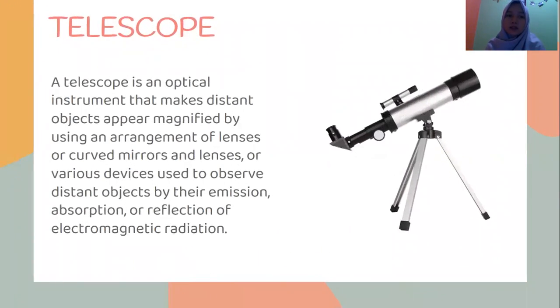Next, there is the telescope. A telescope is an optical instrument that makes distant objects appear magnified by using an arrangement of lenses or curved mirrors and lenses, or various devices used to observe distant objects by their emission, absorption, or reflection of electromagnetic radiation.